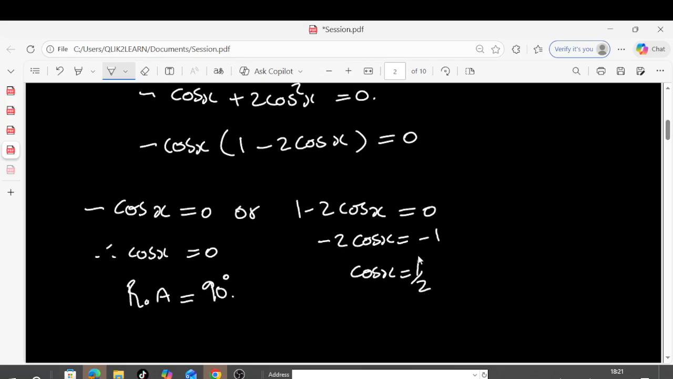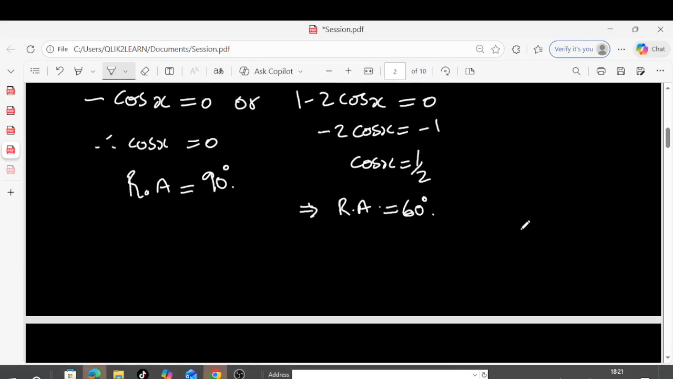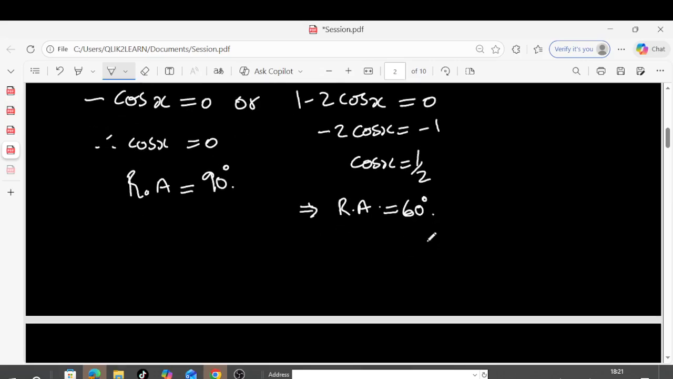Therefore, if I have it like this, what is x equal to? What is my reference angle this side? What is the cos inverse of half? It is just 60. I guess you guys understand where this is coming from. We have the reference angle for that cos equal to 0, and the reference angle for this.